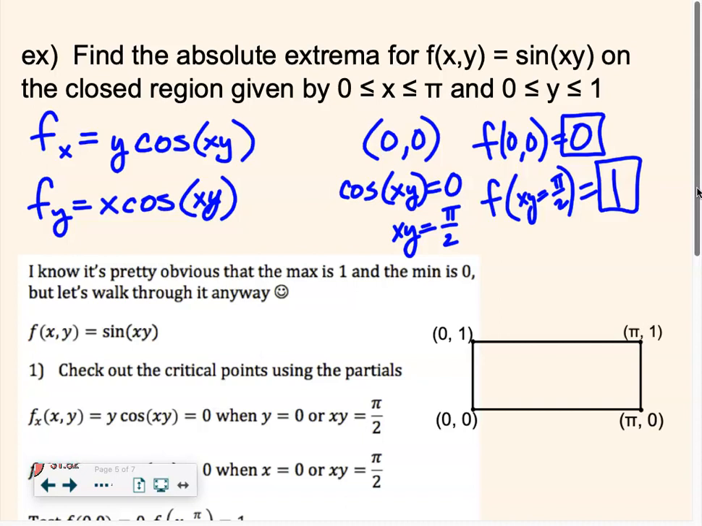If we check all along the boundary of x equals pi, we get sine of pi y, and that can alter. Let's go back, and if y is 0, we end up with sine 0 is 0. So this is all 0, this is all 0. This could be something different, and this could be something different. So really the only two boundaries that we need to look at are where x is pi and where y is 1.